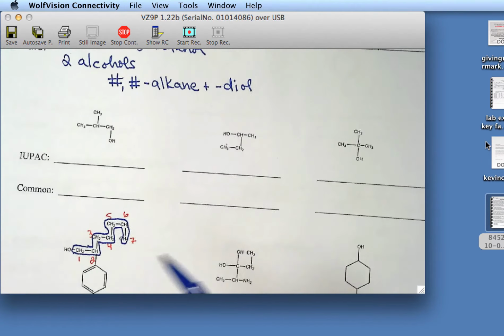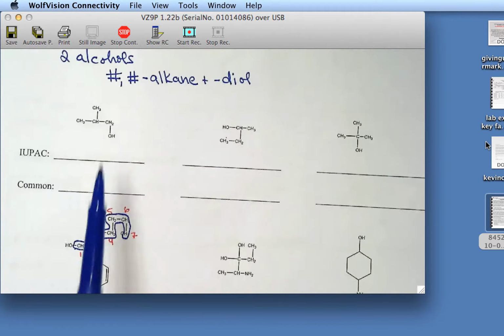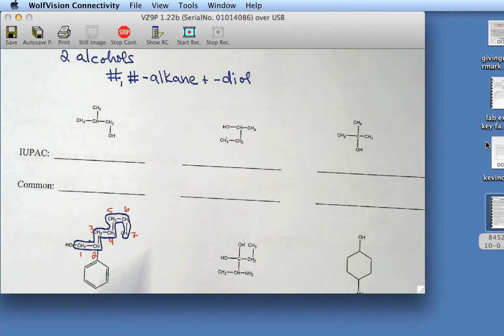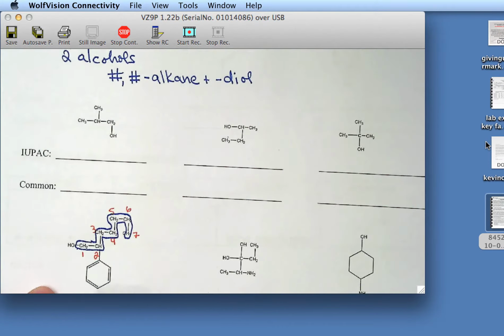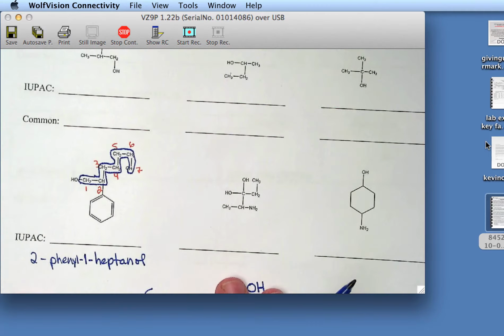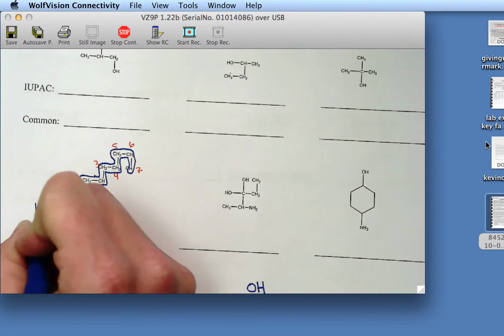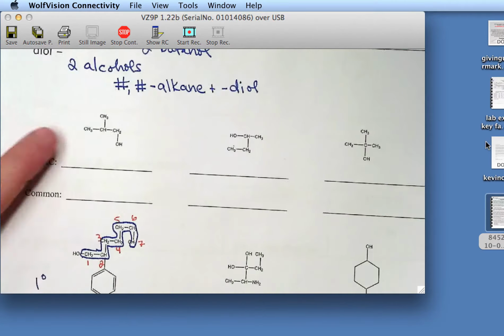All right, so this alcohol here, and by the way, you can go through and do your practice, primary, secondary, tertiary. So the one we named already, 2-phenyl 1-heptanol, what is that? Primary, good.